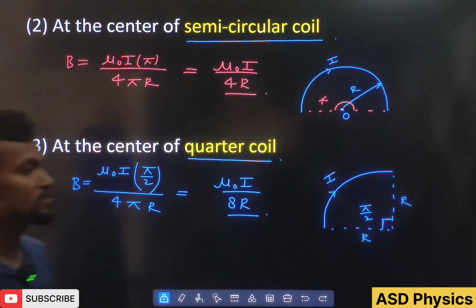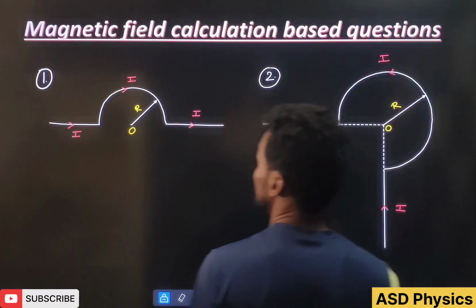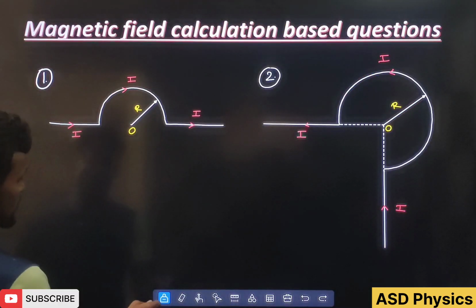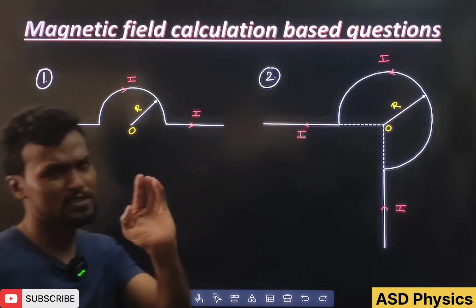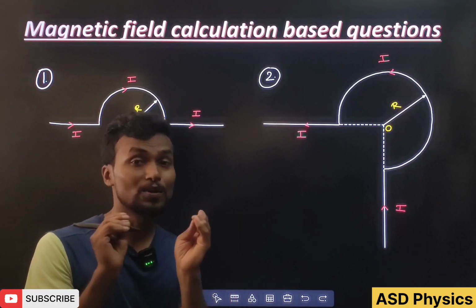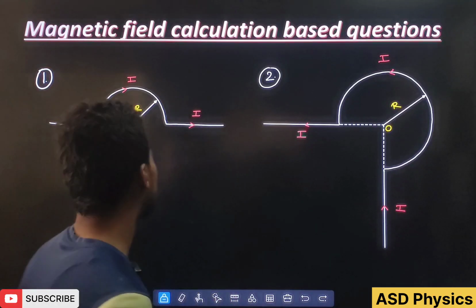Now after that, students, we will see some magnetic field calculation based questions. That is important. So here, let's take part 1. There are 5 parts. We will see them one by one, and you are going to learn a lot of things. So see here.